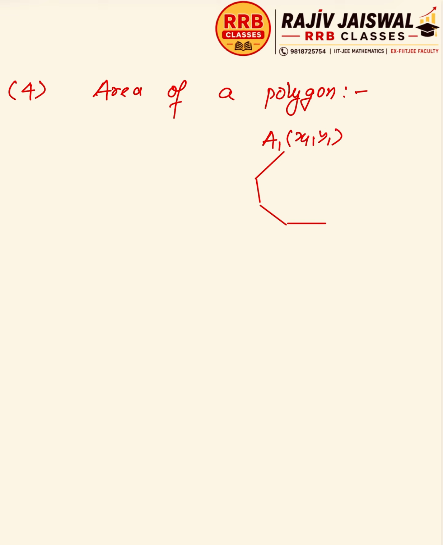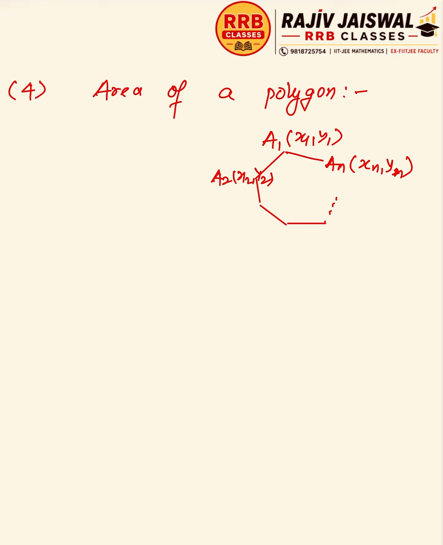Fourth is what? Suppose we have to find the area of a polygon. So suppose we have an n-sided polygon like this, and whose vertices are given in order, which is x1 comma y1, a2 is x2 comma y2. Similarly, it's an, xn comma yn, like this. We have to find the area of this polygon.